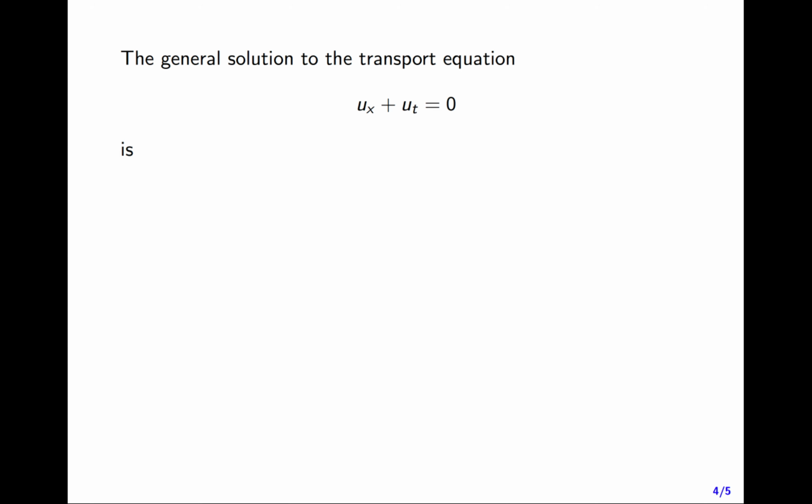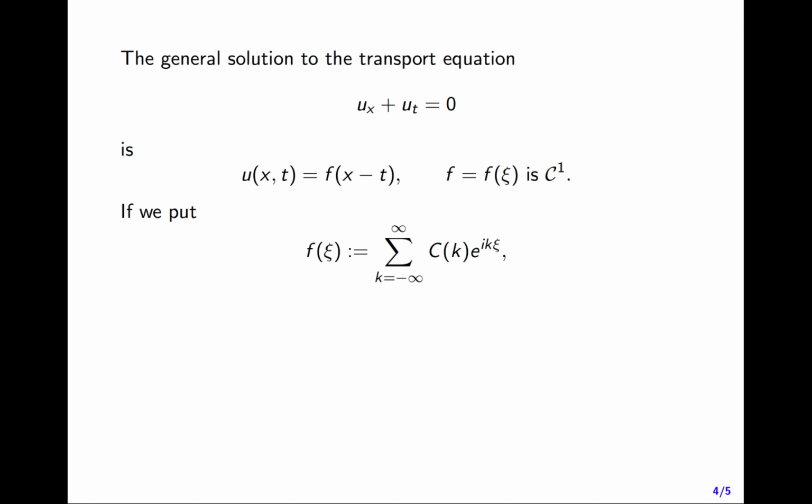Now let's think about something else we know. This transport equation, u_x plus u_t equals 0. We could solve this lickety-split based on work we've done in previous weeks. We know the general solution is u(x,t) equals f(x minus t), where f is some C1 function that depends on a single variable, c.